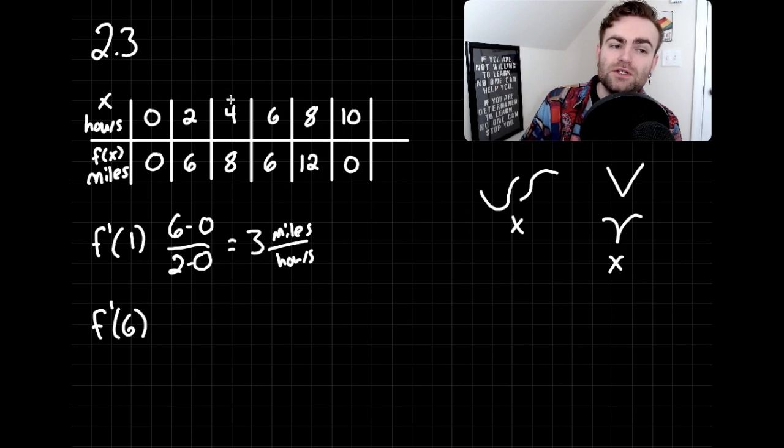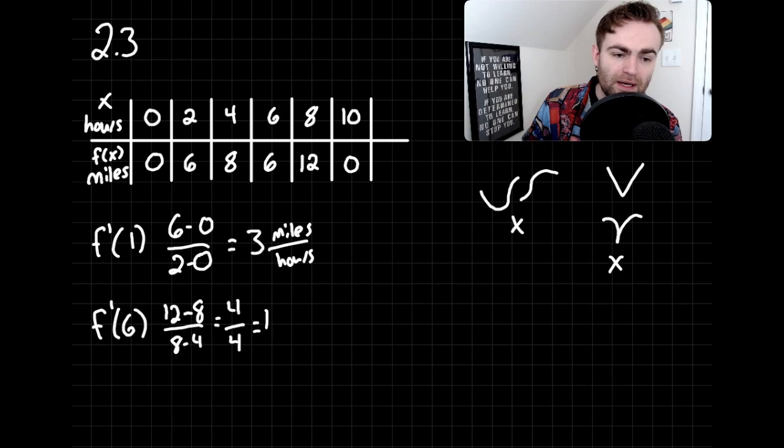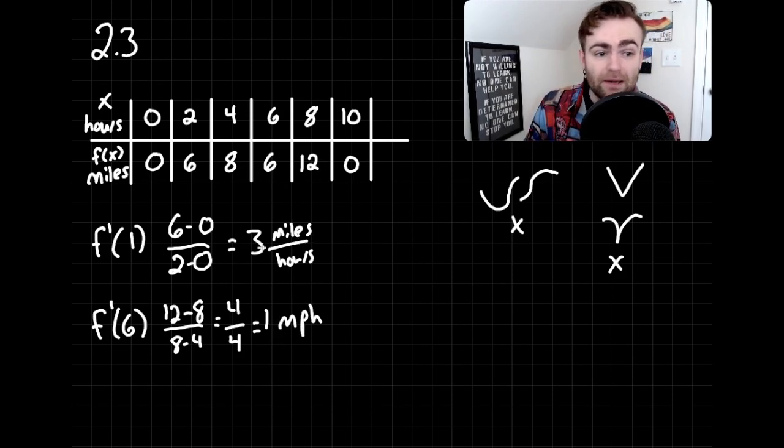Well, I would have to use the opposite sides. I would have to use the 4 and I would have to use the 8. So for that I would do 12 take away 8 over 8 take away 4. So that is 4 over 4, and that would be 1 mile per hour. I'm just going to put the mph here, but miles divided by hours. And it's okay for this value to be negative.